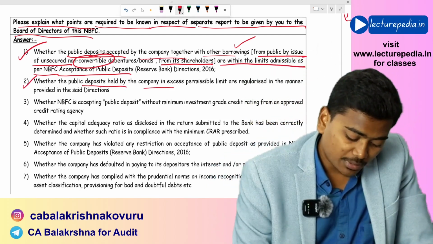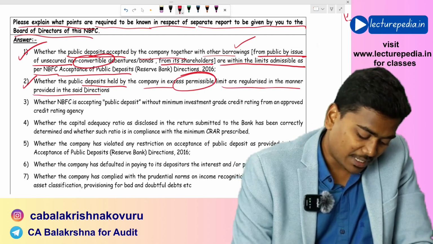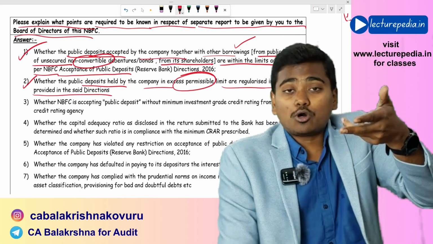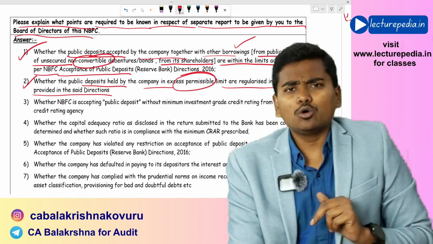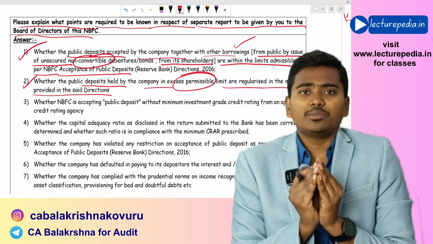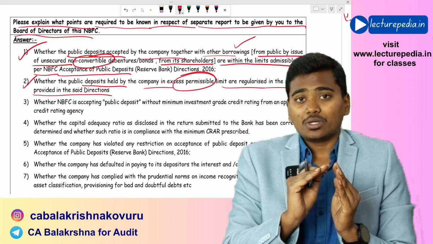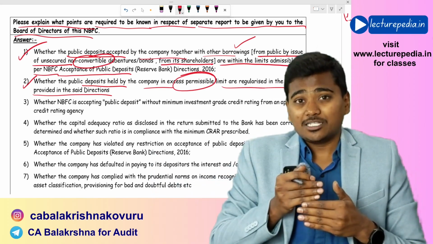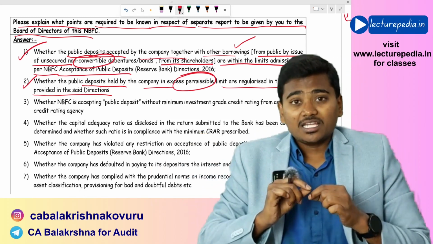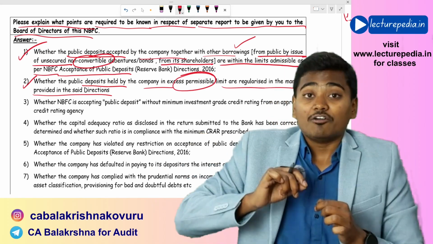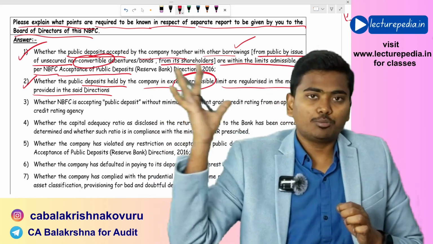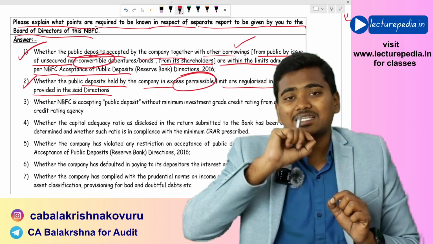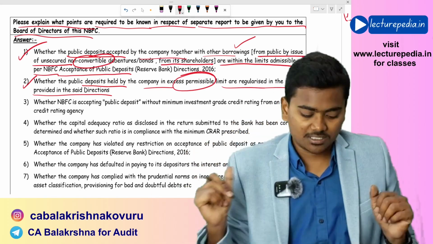Next, whether public deposits held by the company in excess of the permissible limit are regularized in the manner provided in the said regulations. If excess borrowings are held, whether those excess borrowings are properly regularized. How will they be regularized? If the NBFC has crossed the limit, it needs to regularize by following these points. It should not accept any new deposits, the existing deposits will run to maturity, and any deposits which have matured should not be renewed without the prior consent of the particular depositor. This way the NBFC needs to regularize the deposits that have crossed the limits.